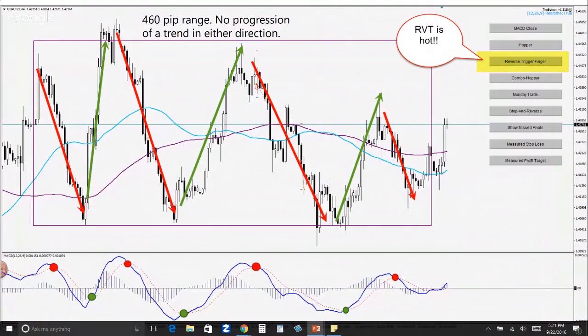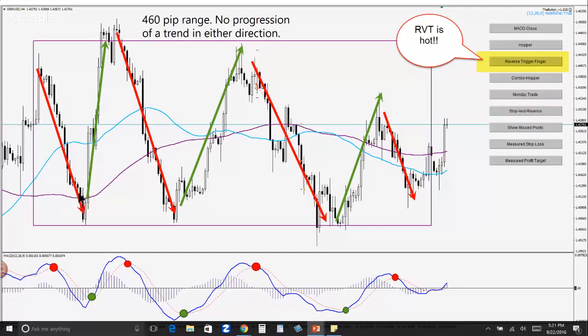And here's my personal favorite on the 4-hour charts. This is what I call an outside range pattern. It's when price is above both combo lines, both moving averages, and then below both lines, and then above both lines, etc. In this example, we had a 460 pip range, no progression of a trend in either direction. Even though it moves for 460 pips in one direction, I do not call that a trend, and I'm looking for some help from the MACD to get me in on those reversals when the market swings back the other way with momentum. Every one of these reverse trigger finger signals marks a point in time with momentum where the market is taking off and doing something, turned on a dime and really moved with momentum.